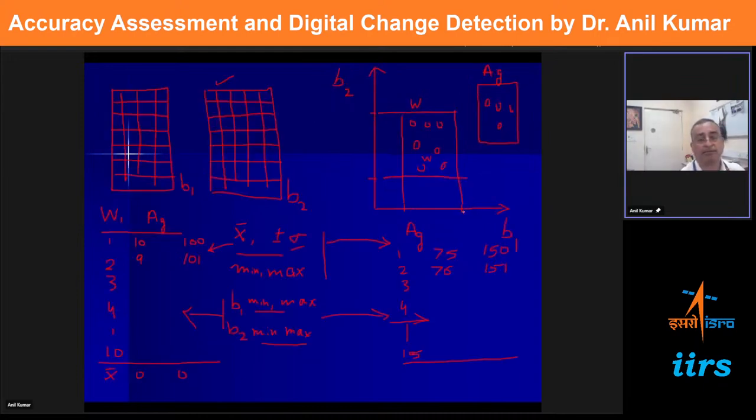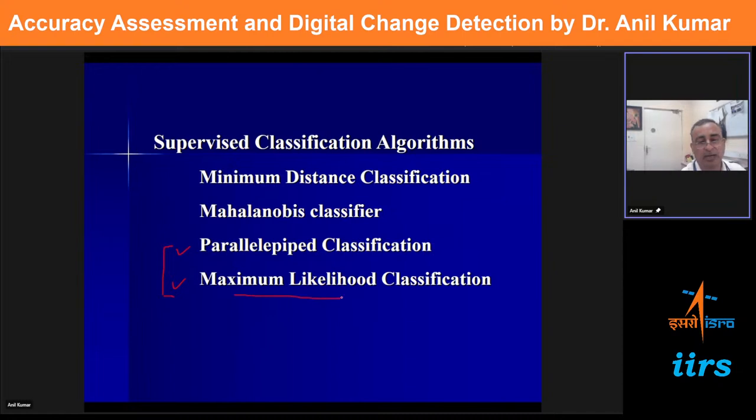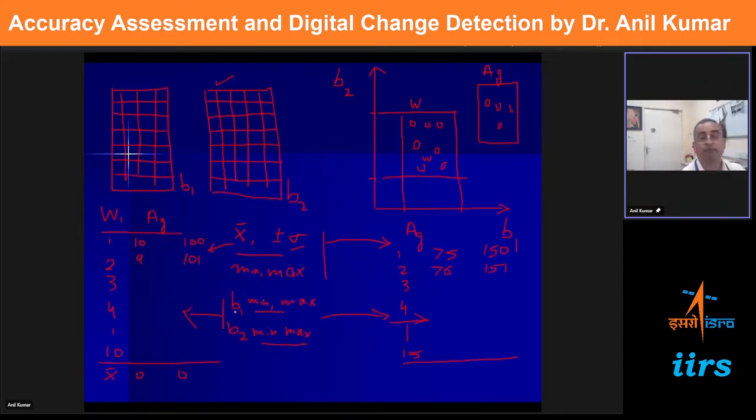Next is the maximum likelihood classifier. In short, it is called MLC. So this is a probability method. You have seen the previous distance equations, which were working on the minimum distance criteria. The distance should be minimized, but here it is working on probability, and the probability or the occurrence of that pixel for that class should be maximum.